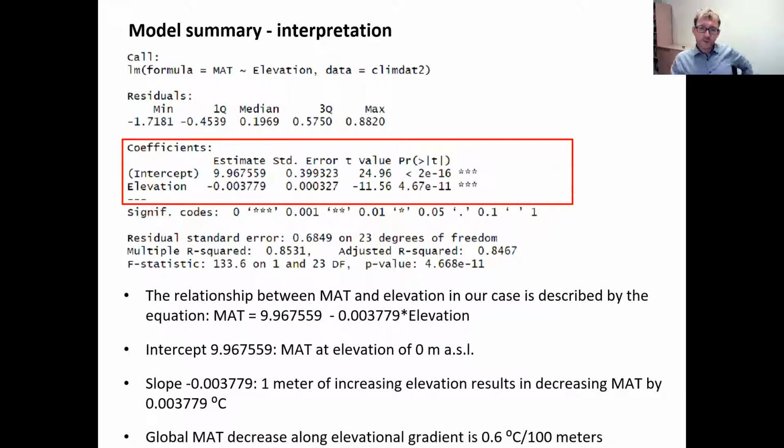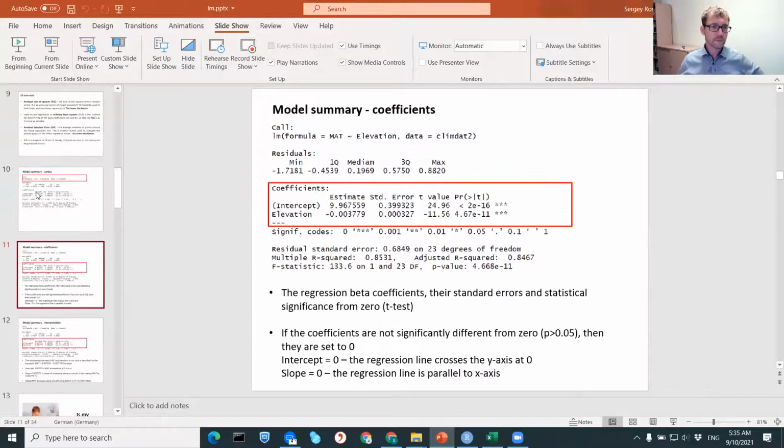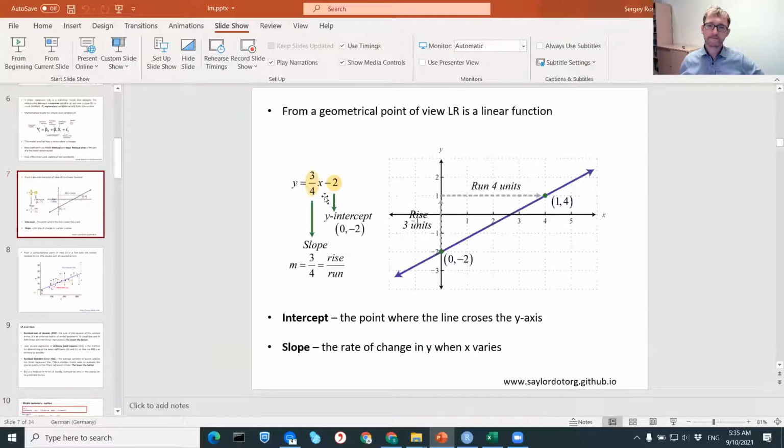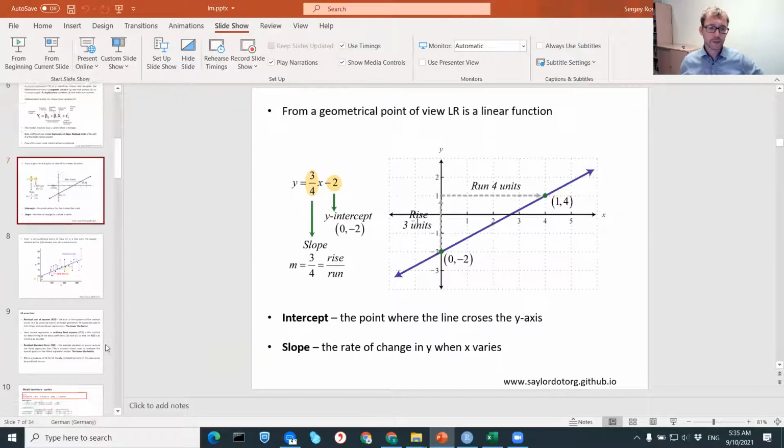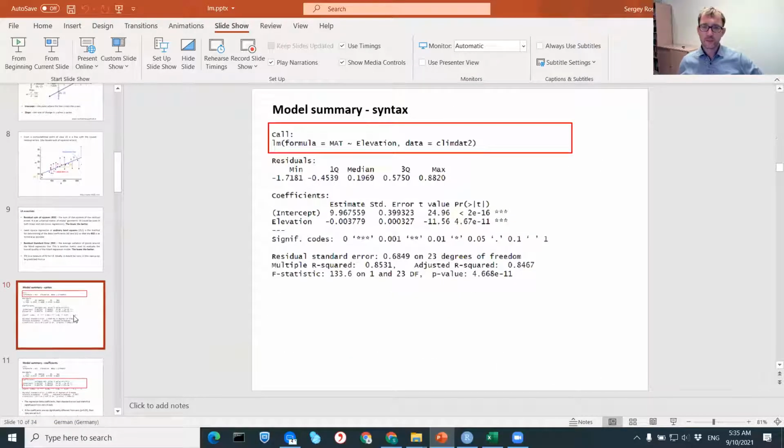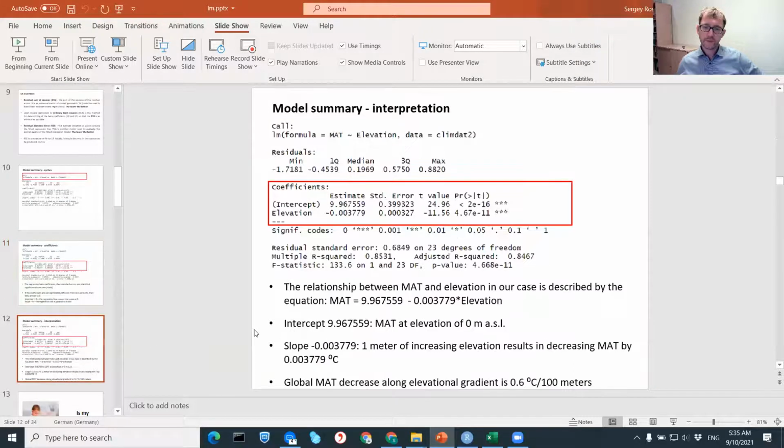What can we learn from these numbers? So if you remember this slide here, slope and intercept explain the relationship between elevation and mean annual temperature. You can translate those numbers into this simple equation. So if you want to find out a mean annual temperature at a given elevation, you have to use those two numbers, slope and intercept, from the model estimate.